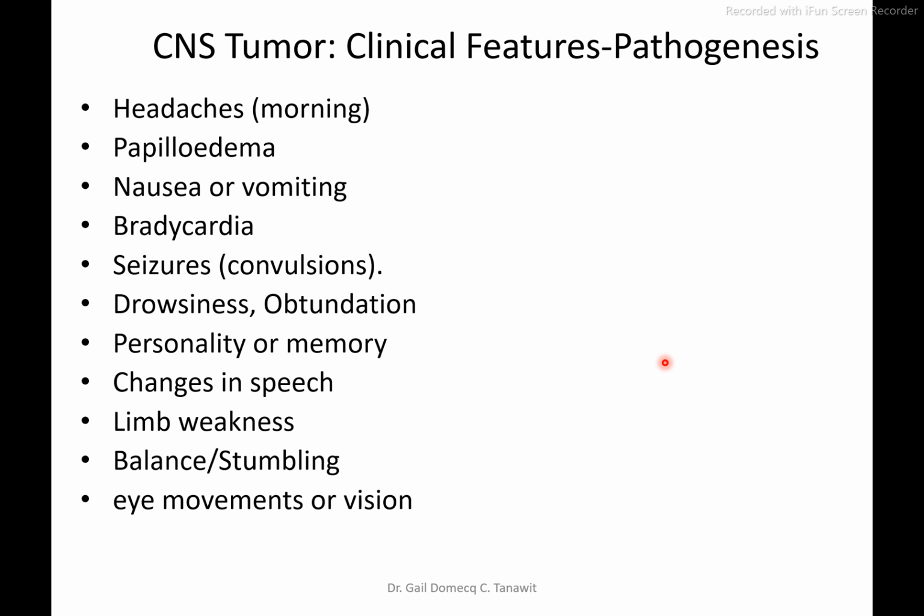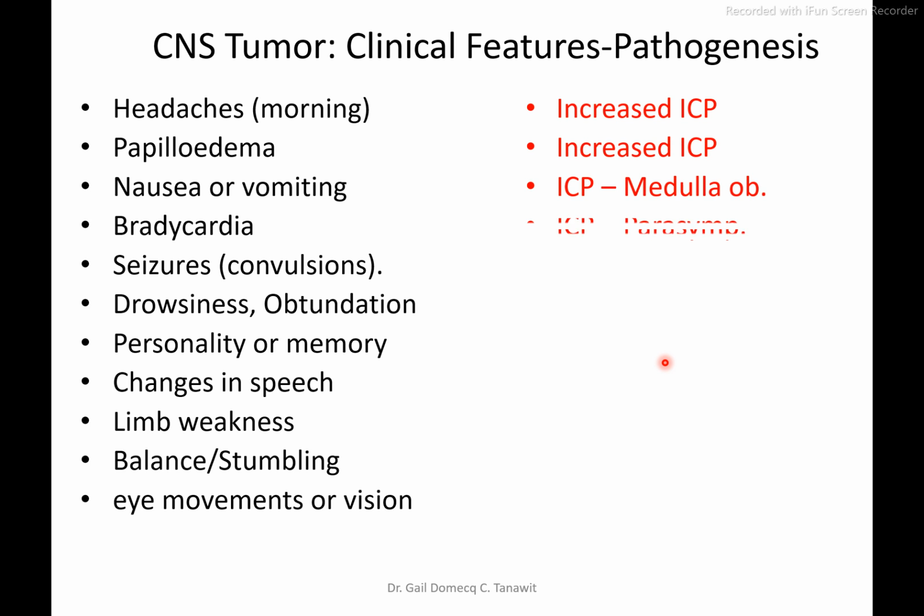Headaches, like you have a headache with breakfast every day, morning headaches. Papilledema, nausea, vomiting, bradycardia, seizures, drowsiness. Even personality changes or memory gaps, changes in speech, limb weakness, depending on where it is affected. Balance, stumbling, eye movements, or vision impairment. Okay, the reason for that would be increase in the ICP, nausea and vomiting if it's in the medulla oblongata, bradycardia if it affects your parasympathetic, seizure leading to irritation, brainstem compression can lead to obtundation, sleeping all the time.